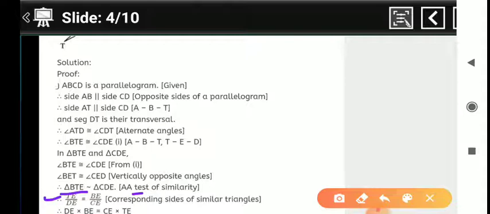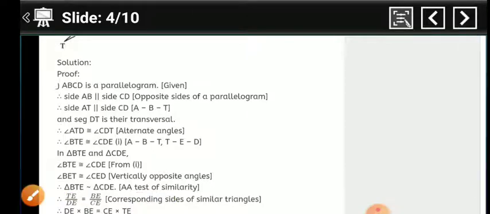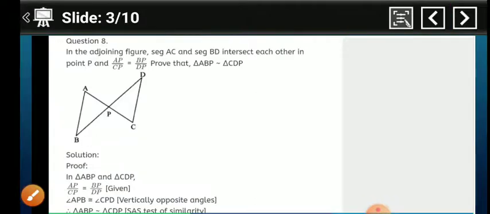Then do the cross multiplication. So D into B is equal to C into T. By cross multiplying we get D into B is equal to C into T, and we had to prove this. So we get this formula from the cross multiplication. So this is question number 7. Then next question, question number 8.